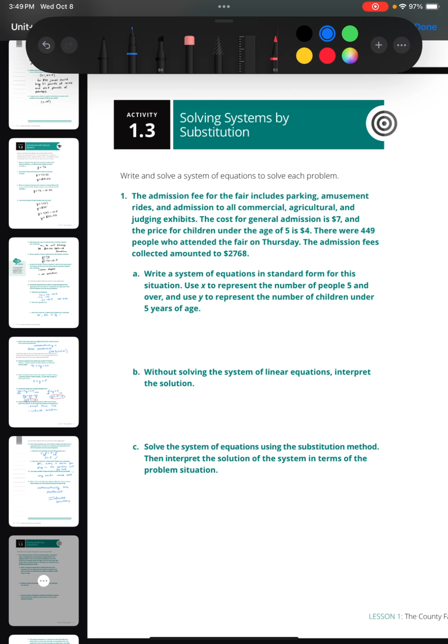So first, I call it the money equation. We're dealing with money here. I'm going to write an equation for all the values of money involved. It tells us that they want to use x to represent number of people 5 and over, so the general admission crowd. So those are $7. So 7x plus 4y equals 2,768. And then for the total number of tickets, we could say x plus y equals 449.